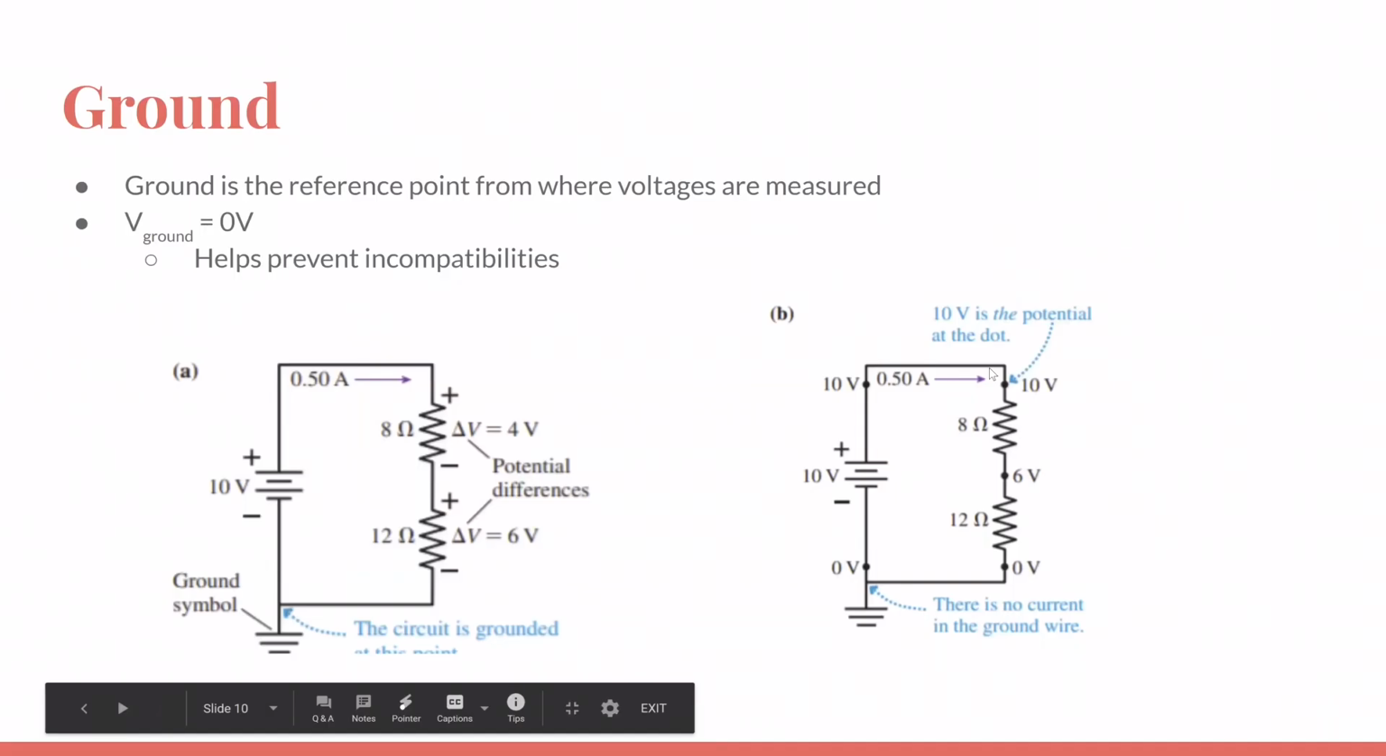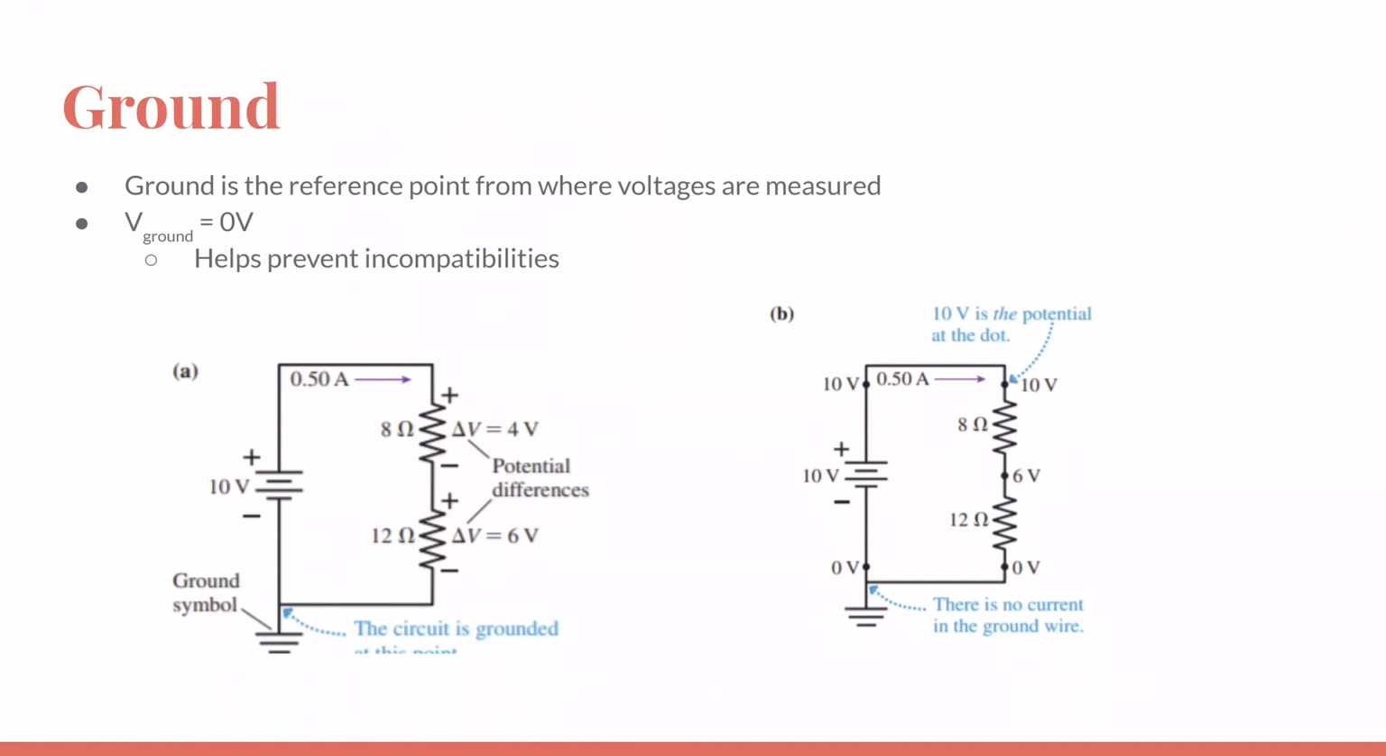Okay, and so ground. Whenever you're looking at circuit diagrams, they're usually going to have the ground symbol at the bottom, and ground is basically just a reference point from where you measure all your voltages, and so you always make the ground equal to 0 volts, and the purpose is mainly to help prevent incompatibilities when you're doing circuit analysis or just solving circuits.